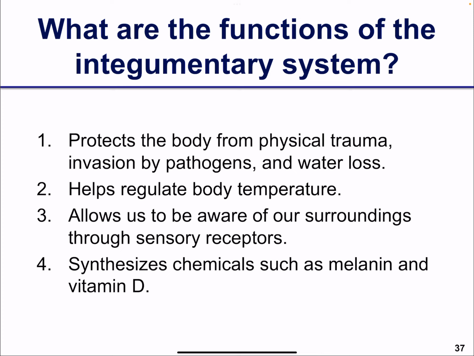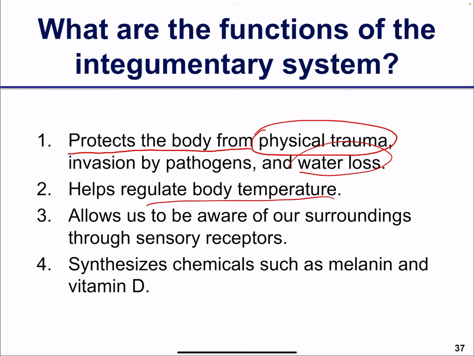Now, the integumentary system provides protection. Protection from what? From infectious particles, such as bacteria and viruses. It's very important for protecting us from physical trauma and water loss. It helps regulate temperature, which I already said. It allows us to be aware of our surroundings via sensory receptors.